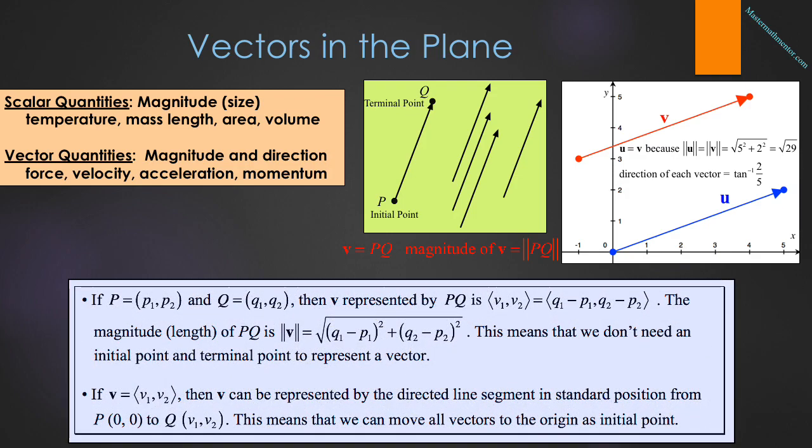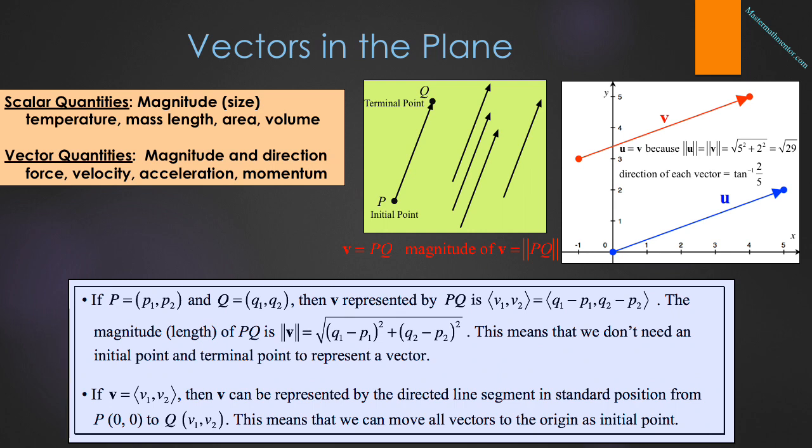This can be summarized by the rule shown. If point P is the point (P1, P2), and point Q is the point (Q1, Q2), then vector V, represented by PQ, is the vector (V1, V2), which is the vector (Q1 minus P1, Q2 minus P2). The magnitude, which is the length of PQ, written as the magnitude of V, is, by the Pythagorean theorem, the square root of (Q1 minus P1) quantity squared plus (Q2 minus P2) quantity squared.